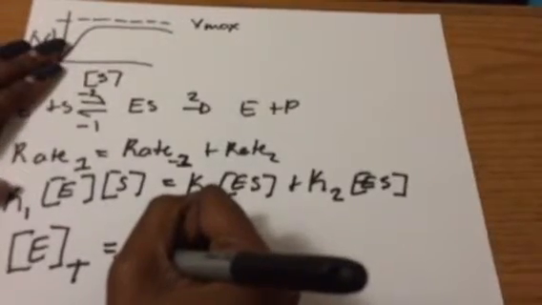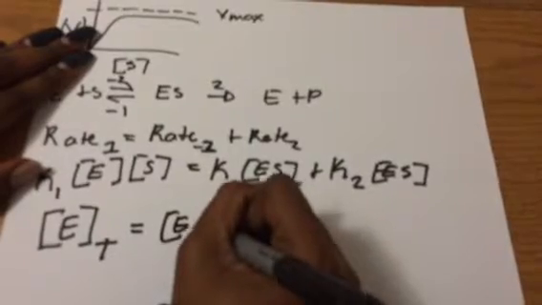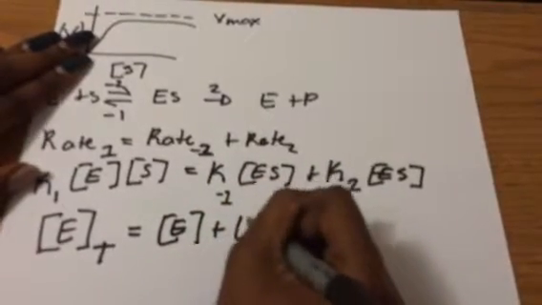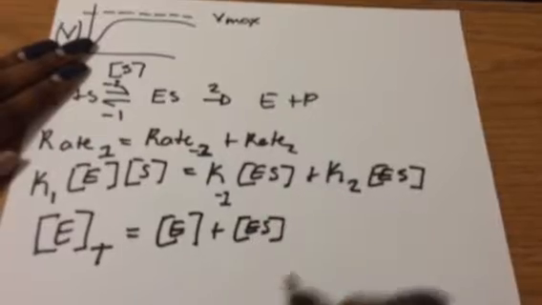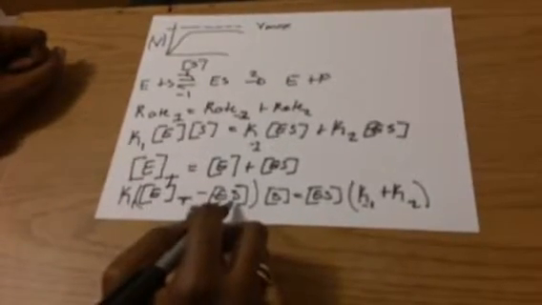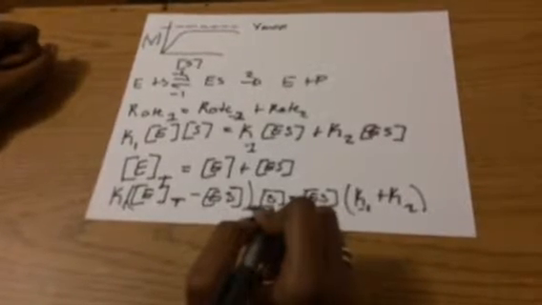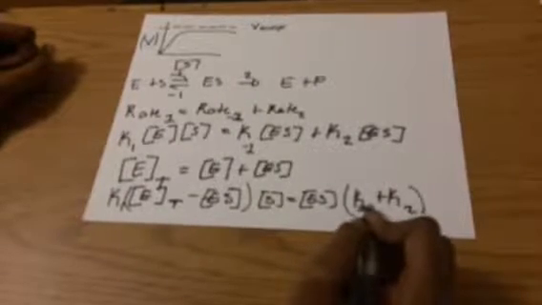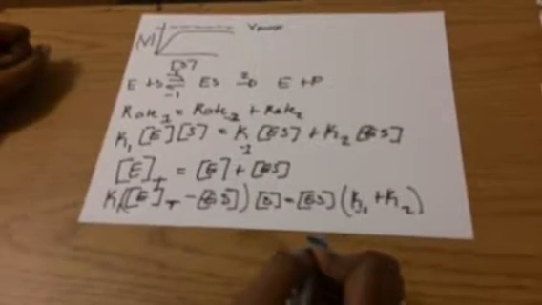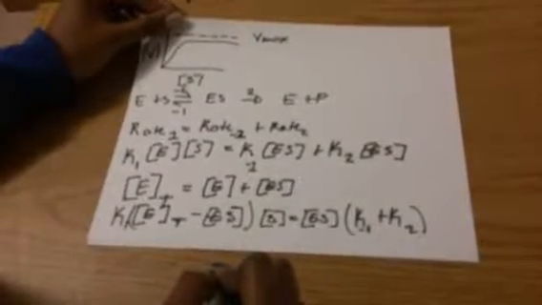or E total, is equal to the free enzyme E plus ES. Okay, using this equation, I'm going to rewrite the E on the left side of our equation as the total E minus ES, which would be equal to the E we had there before. And on the right side of the equation, I'm going to factor out the ES. Next, I'm going to expand the left side of the equation.